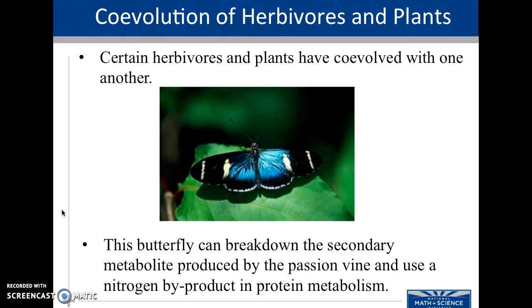We see that plants have a very specific defense, and then as organisms, as animals start to evolve, we see coevolution, that as one plant develops some sort of secondary metabolite, the animal starts to develop a way to eat that metabolite. So for example, this butterfly can break down a secondary metabolite that's produced by what we call the passion vine, and it uses it in protein metabolism, so the digestion of proteins. And so we see that there's coevolution. The plant evolved first, creating this metabolite to prevent it from being eaten, but then we see that the moth evolves alongside it.